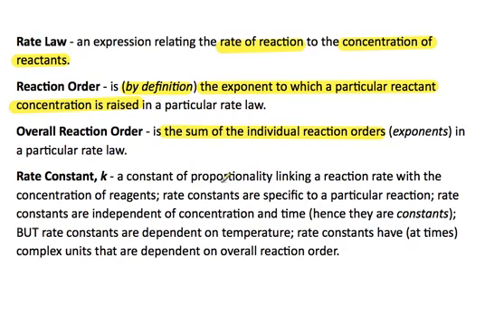And finally, the rate constant. This is a constant of proportionality that links the reaction rate with the concentration of reagents. Rate constants are specific to a particular reaction. Rate constants are independent of concentration and time. That is, they're constants. But rate constants are dependent on temperature, so they will change if the temperature of a given reaction is changed. And rate constants have complex units. You're going to see more about this in a little bit. Okay, so that's just a bit of terminology you should be familiar with.